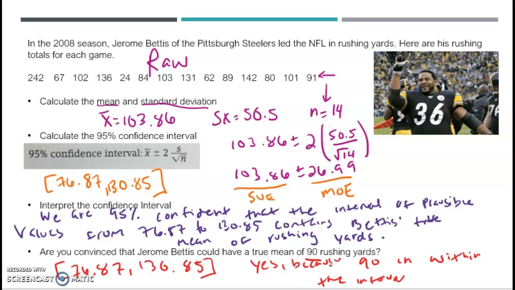Now, he couldn't necessarily have a true mean of 60, or he couldn't have a true mean of 140, because that's not in your interval.